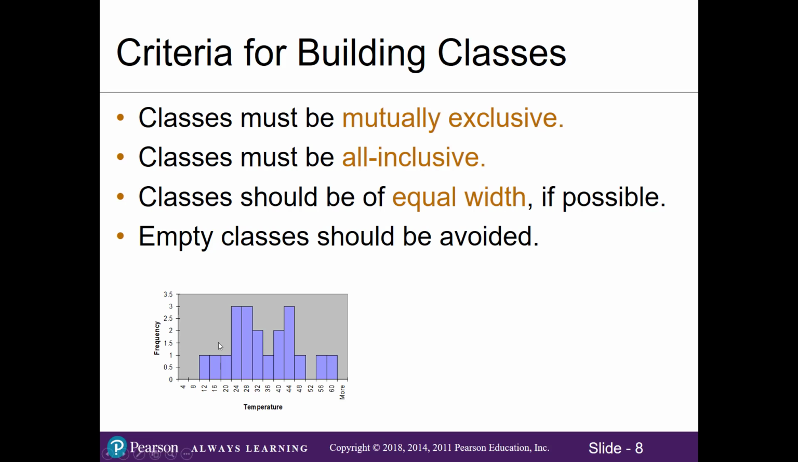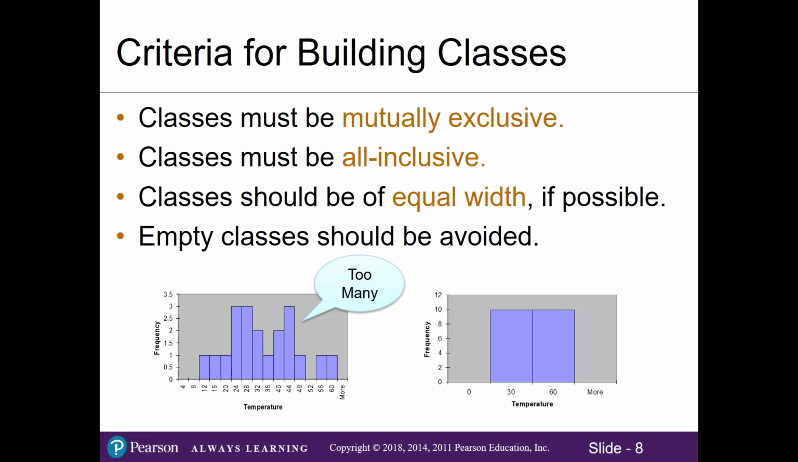So for instance, here we have a distribution of temperature, and it's actually too many classes. Even though the width of the classes are equal or evenly distributed, we see there's too many so that we can't really see a good shape, and we have an empty class here at the 52-degree mark. In this example, same data set, we have too few classes so that we can't really see the distribution. It's just one big blob in the middle.